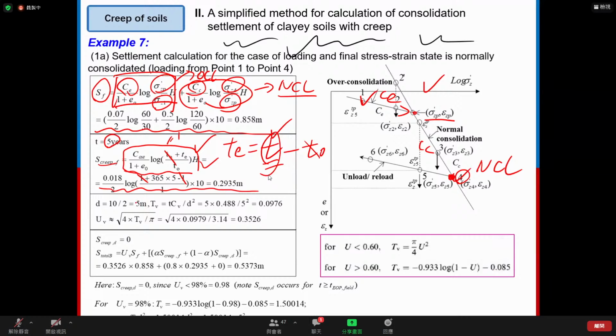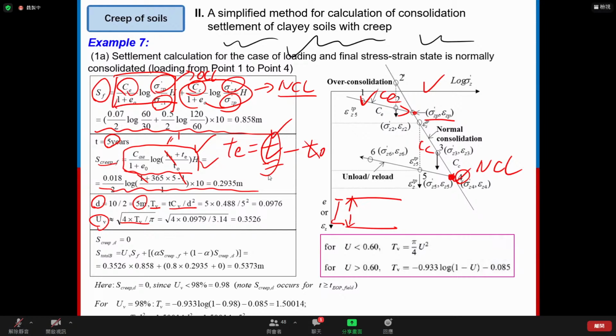And for calculating the UV, we actually discussed it a lot, because this soil layer is double drainage. The water can go out from the top boundary and can go out from the bottom boundary, okay? So the D value, the longest drainage path, is equal to the thickness 10 divided by 2, which is equal to 5 meters. And the TV uses this equation, no problem, right? And the UV uses this equation, no problem.